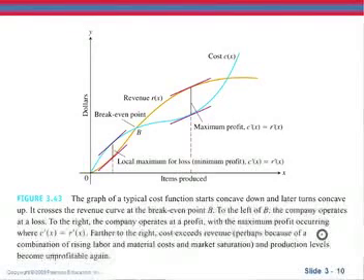To the left of B, the company operates at a loss. And to the right of B, the company operates at a profit. The maximum profit occurs where C prime of x is equal to R prime of x, so where the derivative of the cost function is equal to the derivative of the revenue function. Now farther to the right, cost exceeds revenue again. So at some point, usually because you have rising labor costs and material costs and market saturation, production levels become unprofitable again.